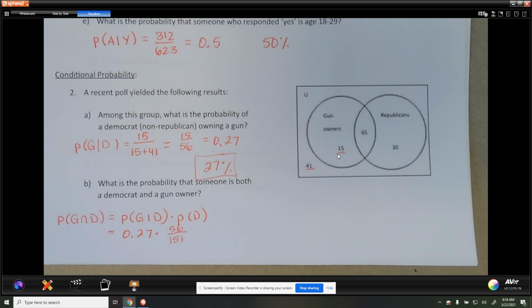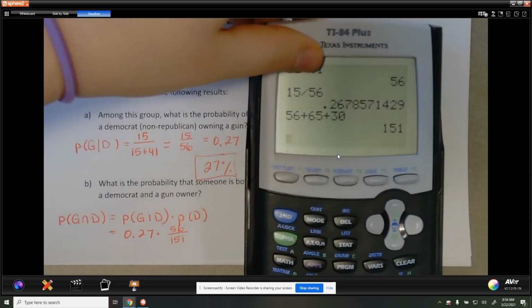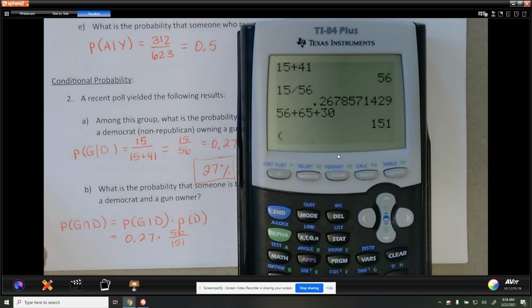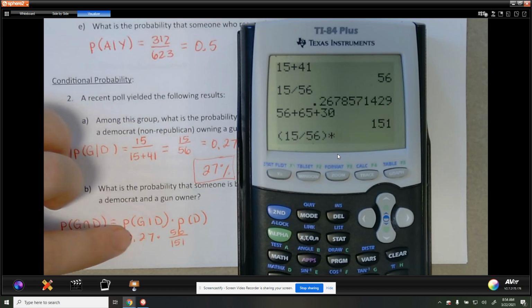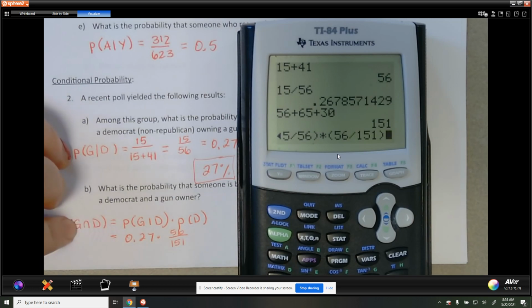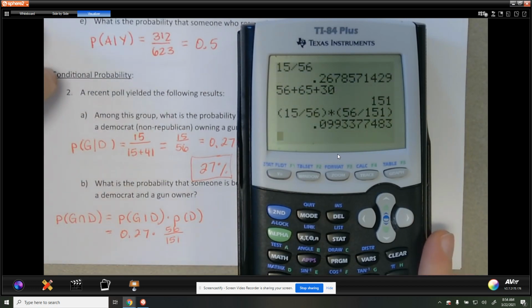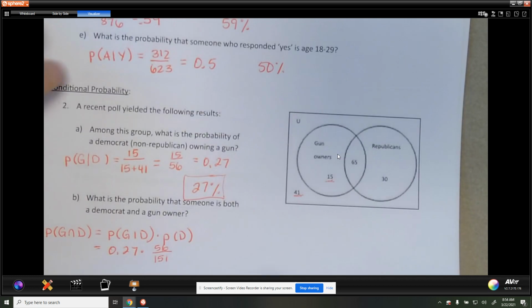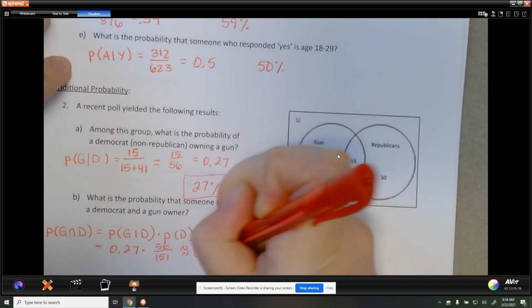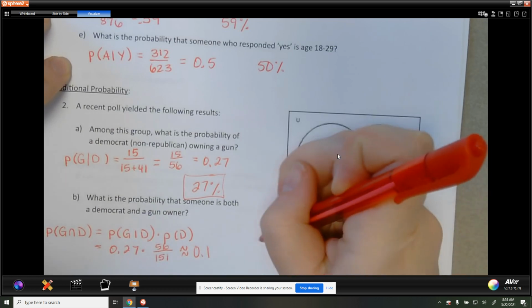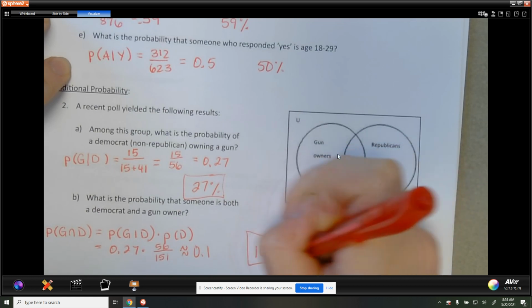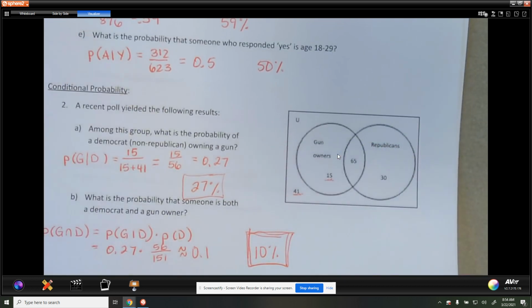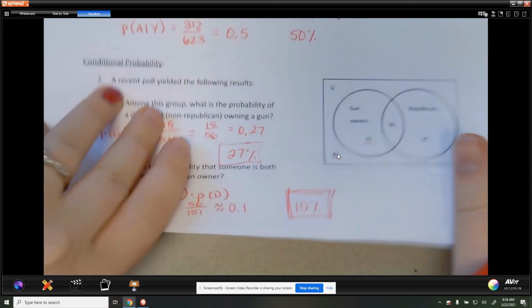So let's do this. I'm going to use the fraction. So our first probability was 15 divided by 56 times 56 divided by 151. So we get a total of about 10%. This is about 0.1. So what's the probability that someone is a Democrat and a gun owner? 10% in this population. Let's keep going.